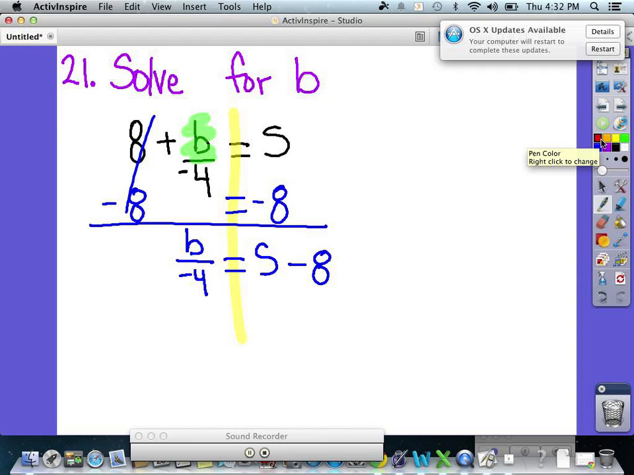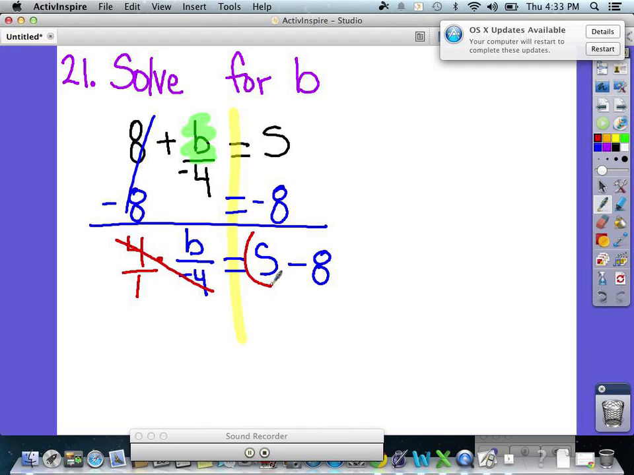Now we're down to a fraction again. How do we get rid of a number that's in fraction form? We're going to multiply by the reciprocal. Keep repeating that in your head. Multiply by the reciprocal. 4 is on the bottom. It needs to be on top now. That will cancel out. Well, we just did something on that side. We need to do it over here.